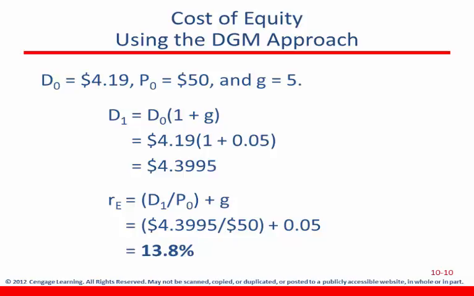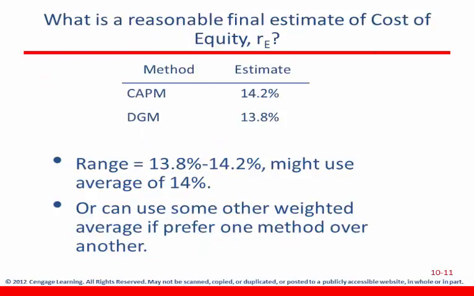So your cost of equity is going to be the dividend yield, or D1 over P0, plus the capital gains yield, which we know is g. So you've got $4.40 over $50 plus another nickel, or I should say another 5% really. And so you're going to have 13.8%.